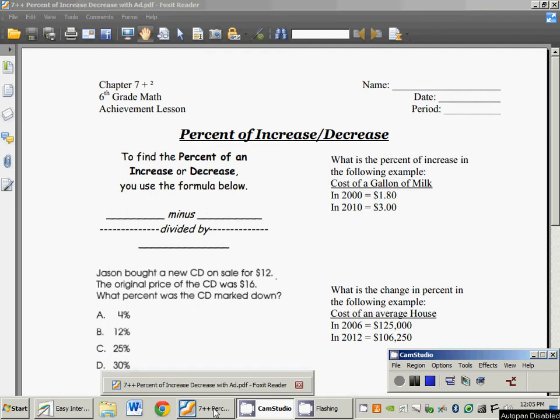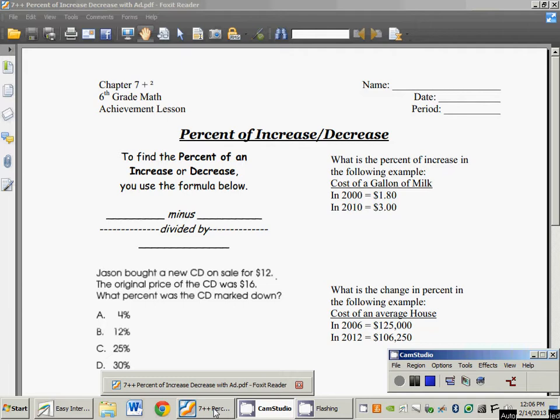Okay. Percent of increase or decrease. The thing you need to remember about finding the percent of increase or decrease is kind of the opposite of what we're looking for when we go shopping. I gave you that shoe example, you might remember. And to bring up the picture real quick, I think I'm a little behind on time.